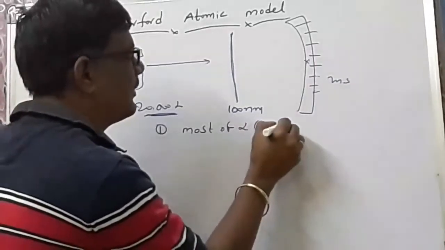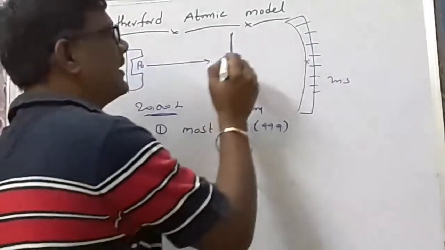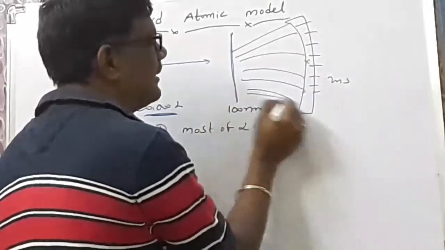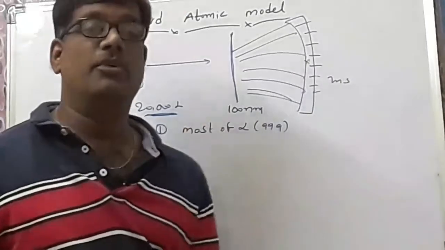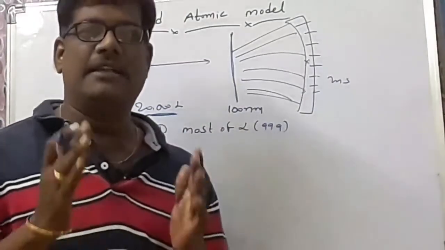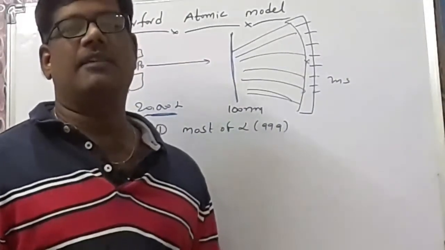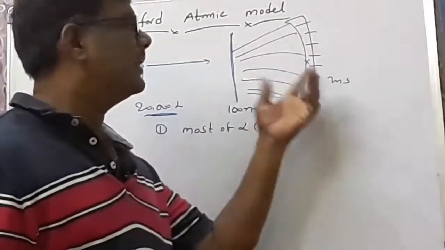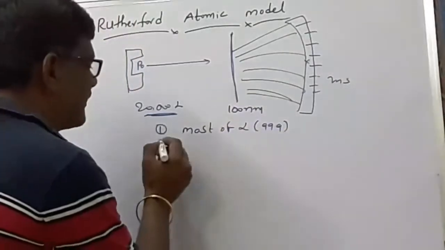nearly 99.9% of the alpha particles are passed through the gold foil and they touch the screen. Ultimately they give flashes. So most of the alpha particles, nearly 99.9% of the alpha particles which come from the polonium, penetrate the gold foil and touch the screen. This is the first observation.